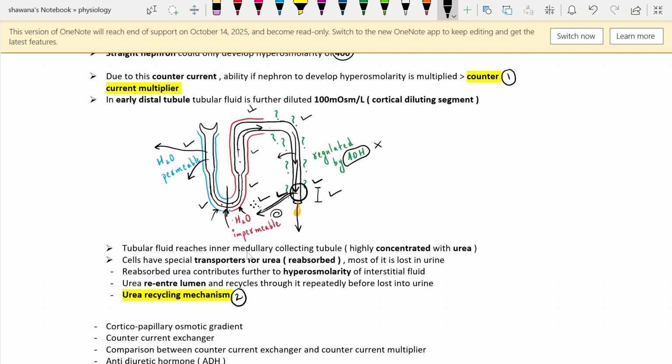We have discussed this in detail, and in the next part of urine dilution and concentration, we will discuss the maintaining part, which is the vasa recta, and we will discuss the effect or influence of antidiuretic hormone on the urine concentration.